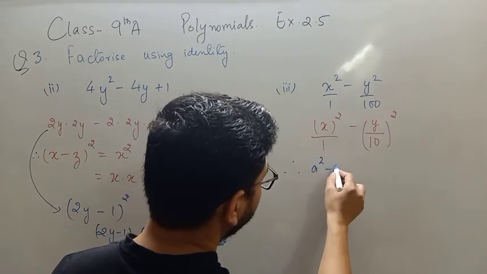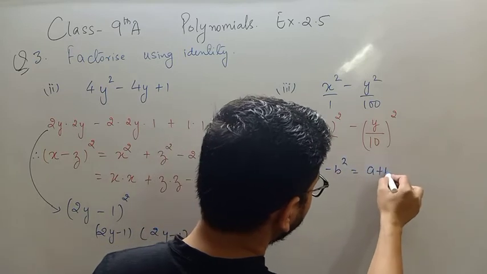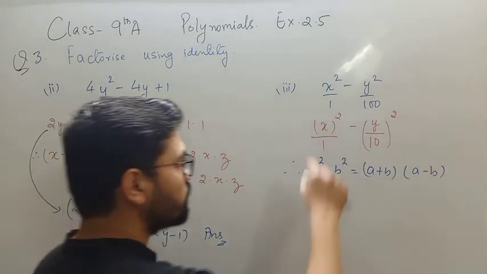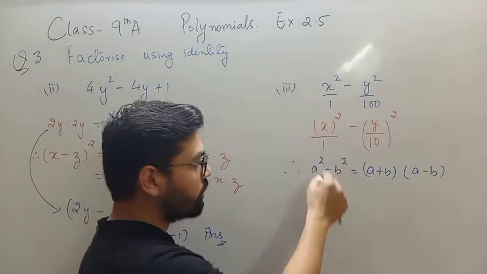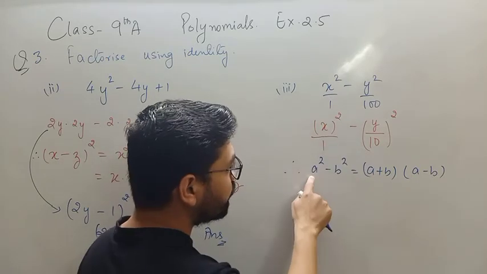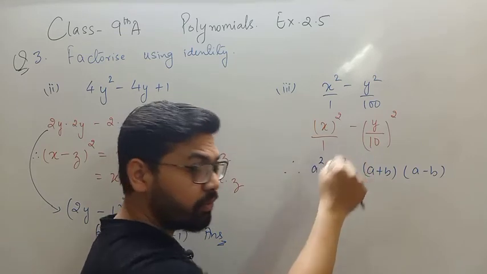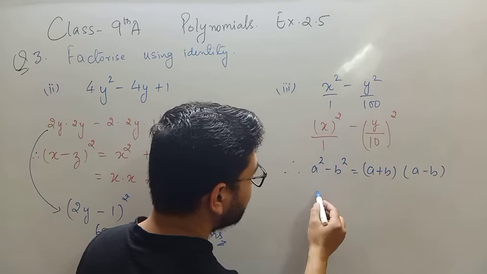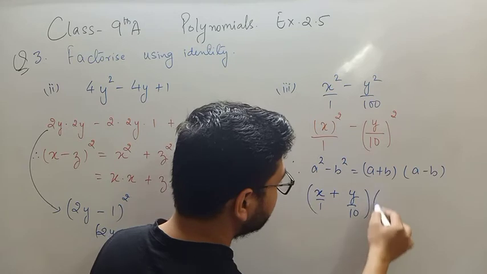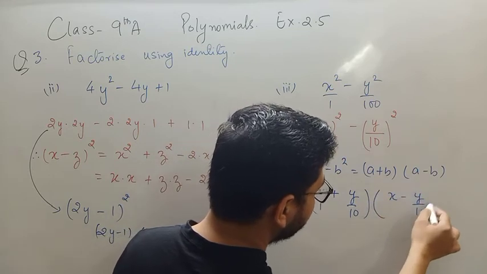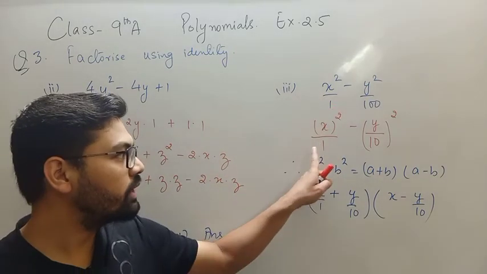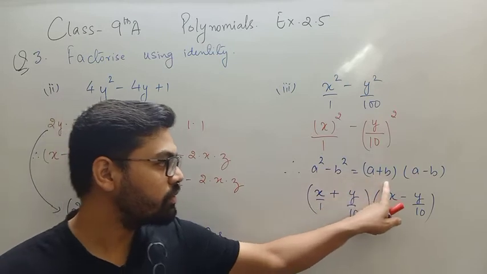a square minus b square will give you a plus b and a minus b, right? So in place of a I have x, so I can say x square. In place of b I have y upon 10. So now I can write x plus y upon 10 and x minus y upon 10. So these are the two factors of this algebraic expression using the identity a square minus b square, which is equal to a plus b and a minus b.